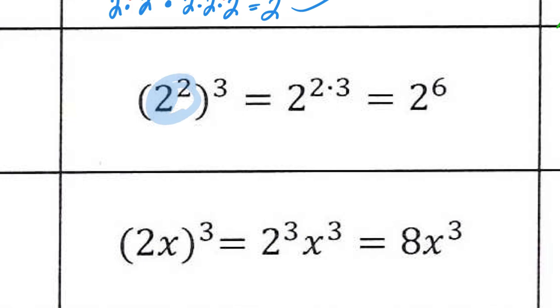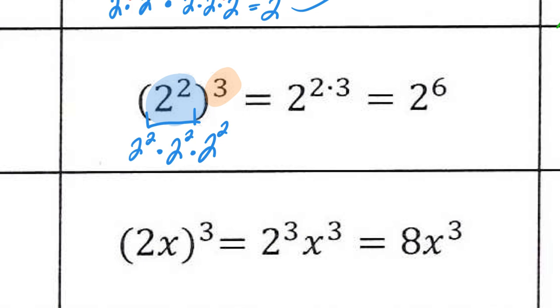But this whole group of stuff, could be anything, that whole group must show up a grand total of 3 times. So if we write it out long, then it says that 2 squared shows up 3 times. That whole group of 2's.